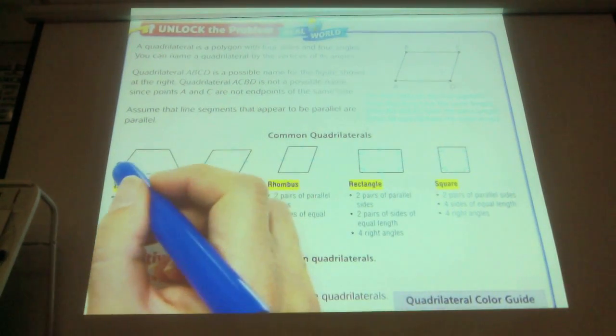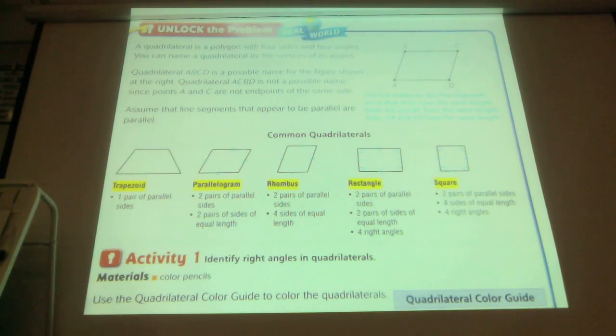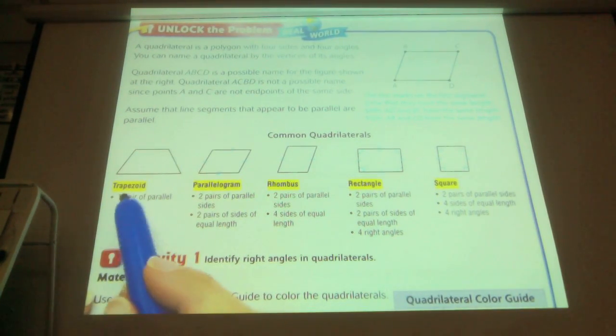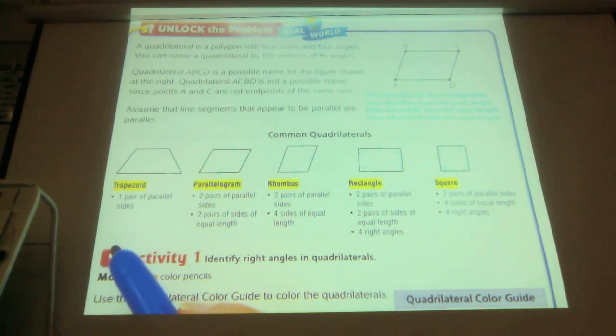Okay, does this side and this side appear to be parallel? No. No, so they're probably not. Okay. A trapezoid has one pair of parallel lines. Earlier when we were looking at the shape on the board, did we have any parallel lines?